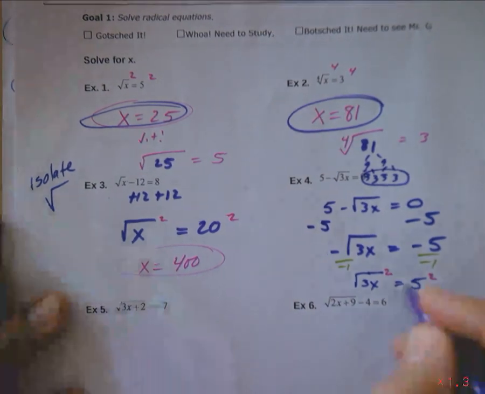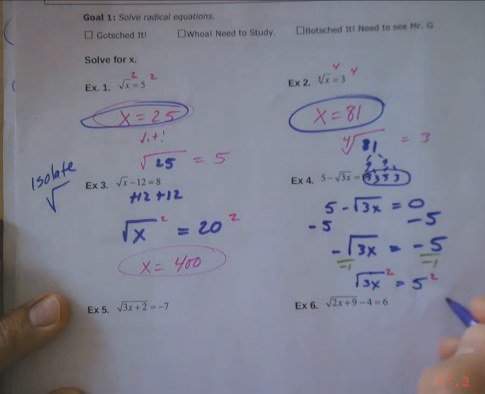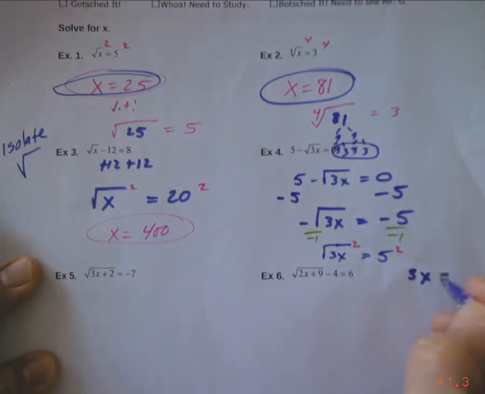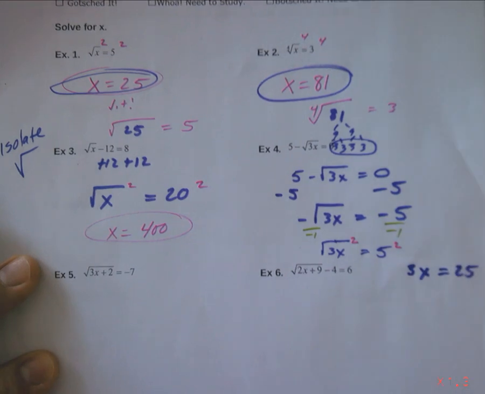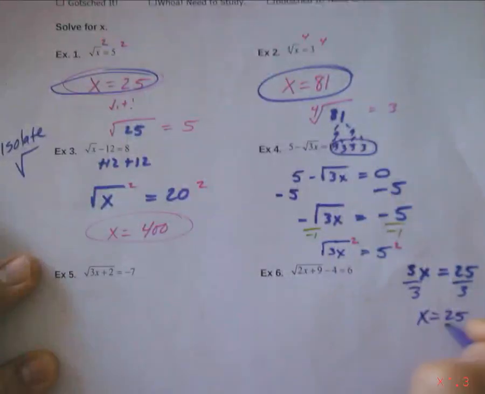Okay, so when I square the square root, I get what's inside. I'm going to write that over here. So I got 3x, and then 5 squared is 25. And then my last step, divide by 3. So I do get 25 over 3.